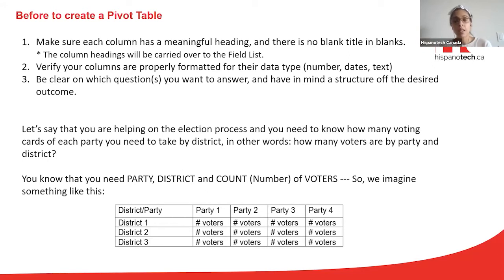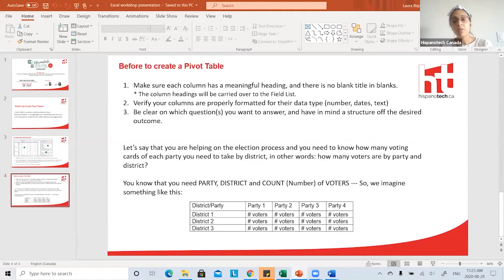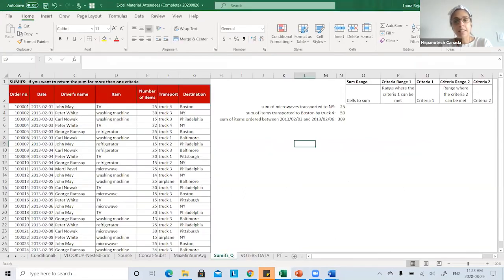So you know this, so those are the variables that you have in your mind. And the way that I structure this is, okay, I want to know parties in columns, and I want to know district in rows, and each combination should have their number of voters or the number of cards, right? So this is what I want to do. This is my pivot table. So now let's see the data of the pivot table.